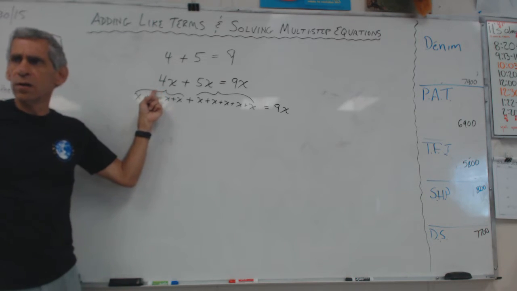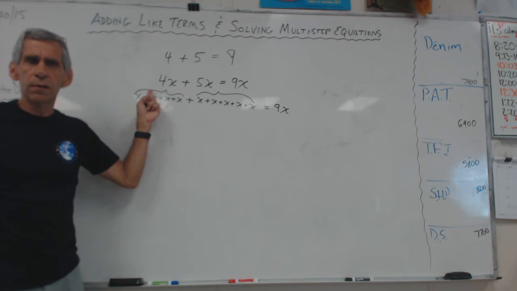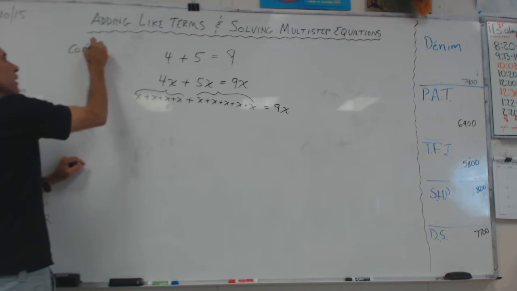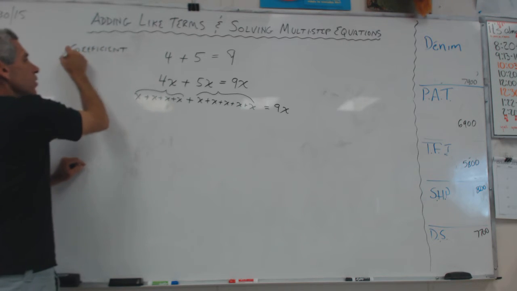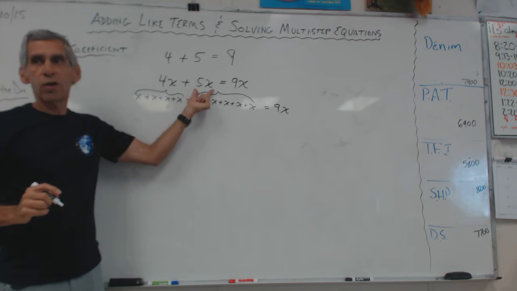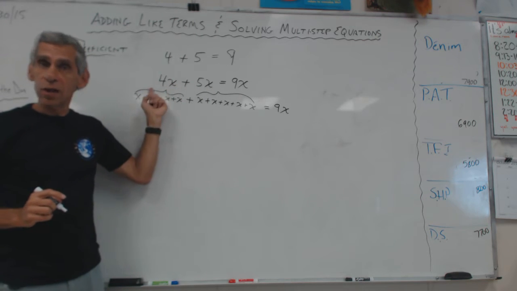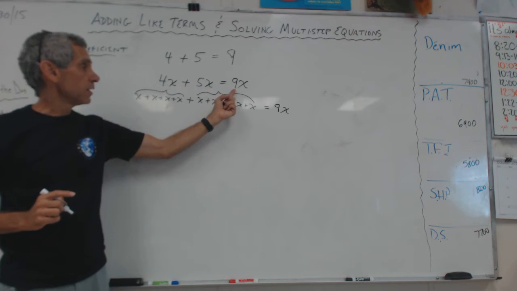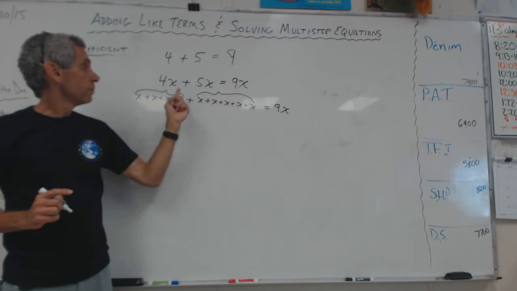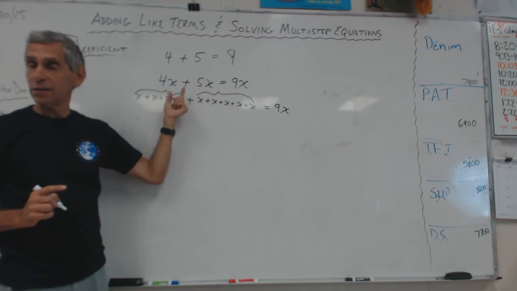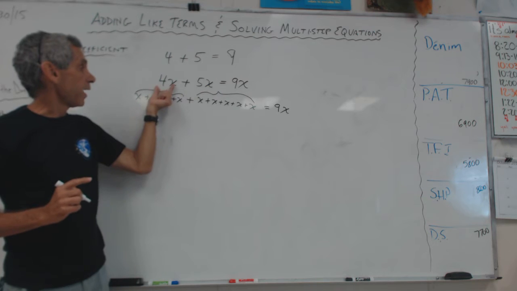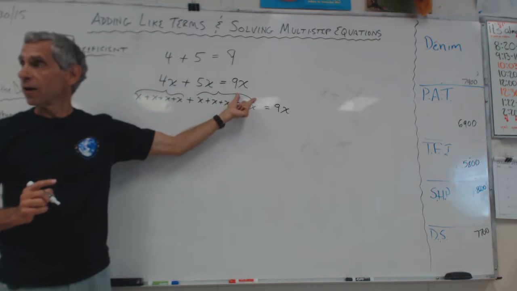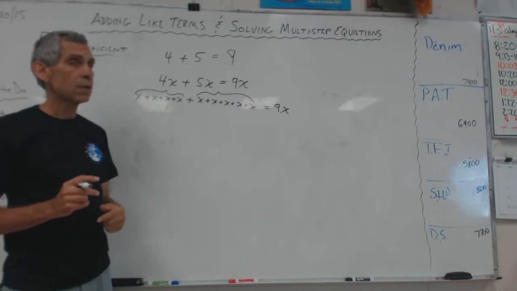So do you guys remember what this number in front of the variable is called? Coefficient, right. So when you have like terms, you can add the coefficients, the 4 and the 5, to get 9, and it's not x squared because I'm adding. It's just x. I'm adding 4x plus 5x, it's 9x. I add the coefficients and just keep the variable x, right?